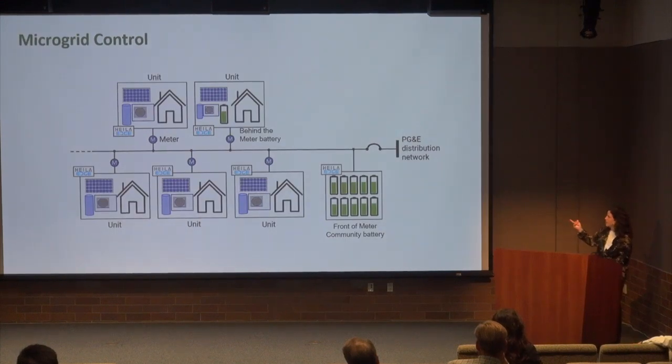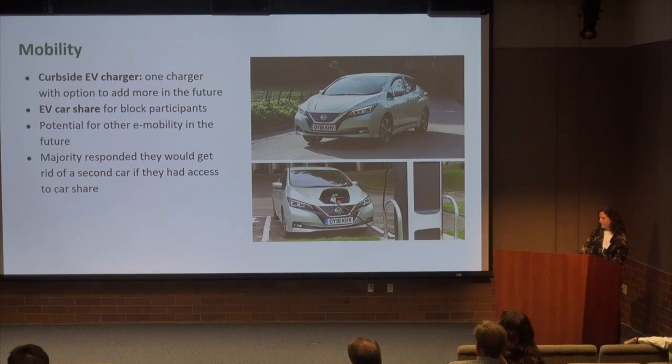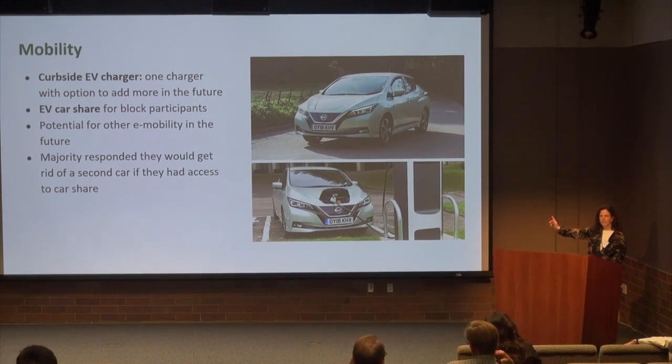We're working with this company called Hala. They're the microgrid controller, and they're the ones that have the partnership with the aggregator. So that we have a device at each home that they're able to control the loads in the house, look at what the solar is producing, the state of charge of the battery, and so forth. And other aspects of the project, I mentioned the curbside EV charger. When we surveyed people, I think it was like 62% of people said they would get rid of a second car if there was a EV car share on their block. So I thought that was a good finding.